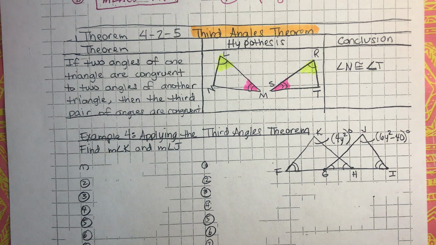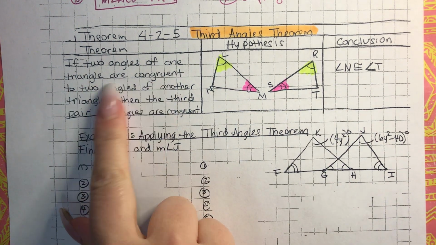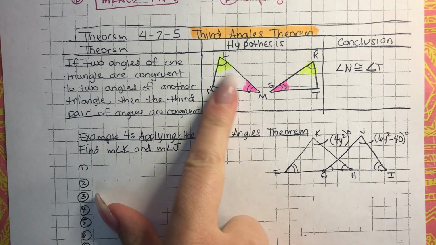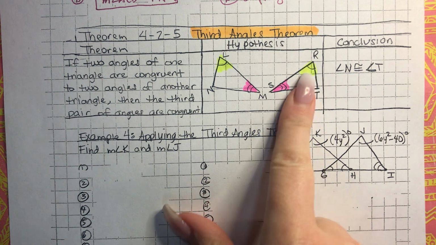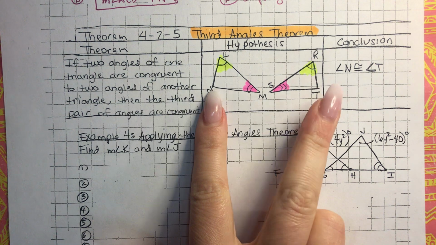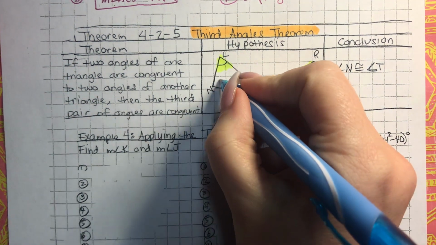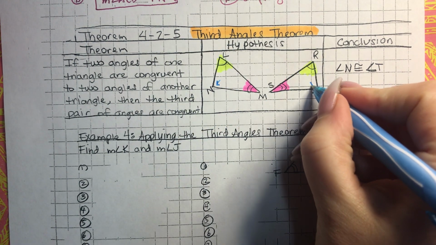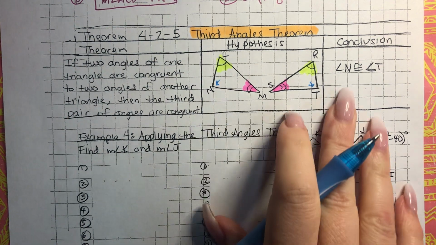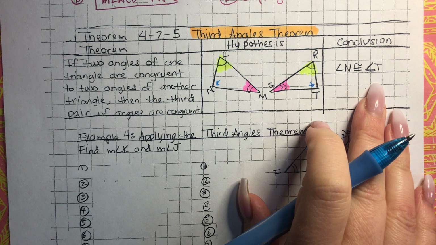So what the third angles theorem says is if two angles of one triangle are congruent to two angles of another triangle, so here we have these two angles of this triangle which are congruent to these two angles of the other triangle, then the third pair of angles are then congruent. So that means this angle and this angle are congruent because of the third angles theorem. So angle N is congruent to angle T.